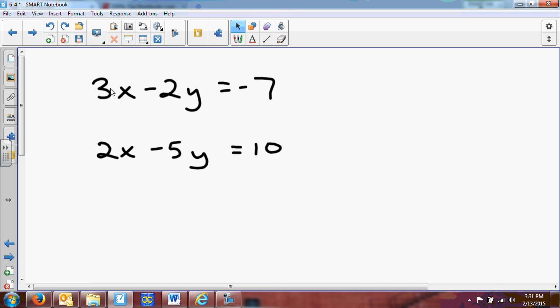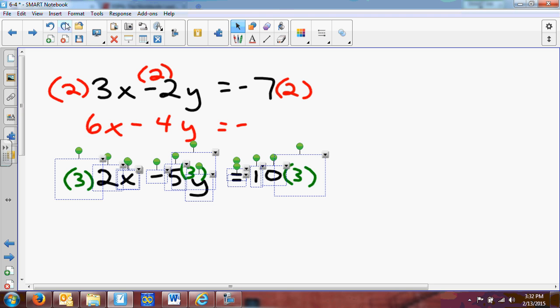Okay, I want to use one of my variables and eliminate them. In this case, I'll eliminate my x values just because 3 and 2 are a little bit easier numbers than 2 and 5. We'll keep them as small as we can. So I'm going to take this 3, and I'm going to multiply the whole bottom by that 3. And then I'm going to take this 2, multiply the whole top by that 2. When that happens, all the way across, I can rewrite both of these equations after I multiply. Let me spread them out a little bit more.